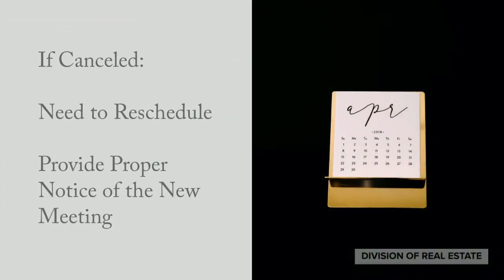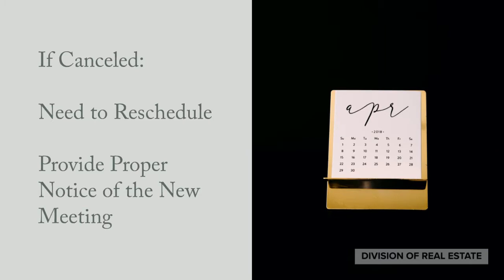Can the association cancel or reschedule an annual meeting? Annual meetings are required under the CCIOA law. So if you have an annual meeting in the near future and need to cancel it for the year, you will have to reschedule it. If you reschedule your meeting to a later date, you will still need to provide proper notice for the rescheduled meeting per your bylaws and Colorado law.